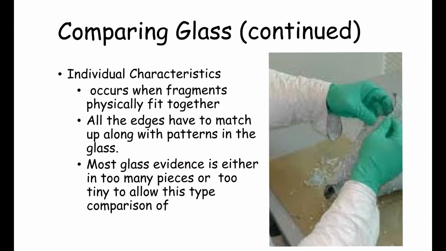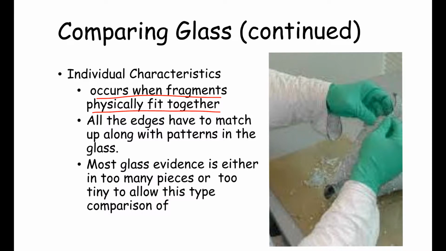Now, glass can have individual characteristics, but getting it to that point is a little bit tedious. So we very rarely do this, but I just want you to be aware that this is a potential thing. So individual characteristics happens when I can take all of my glass fragments and I can piece them together almost like a puzzle. So again, only occurs when my fragments can be fitted together physically.